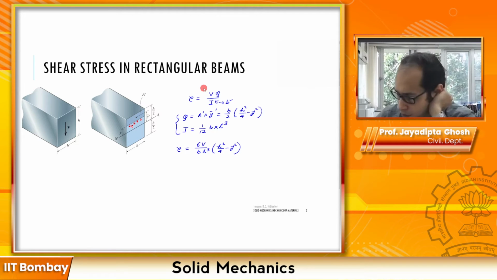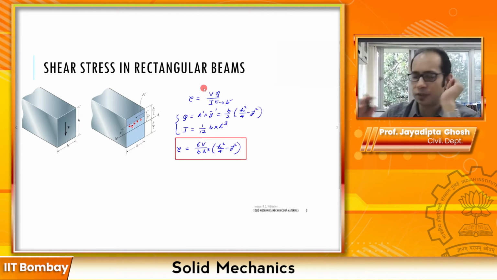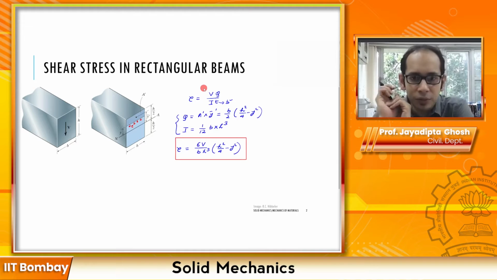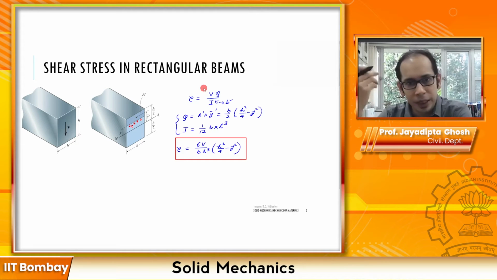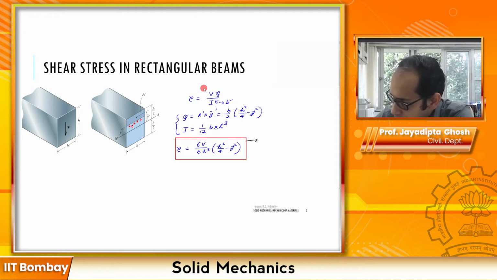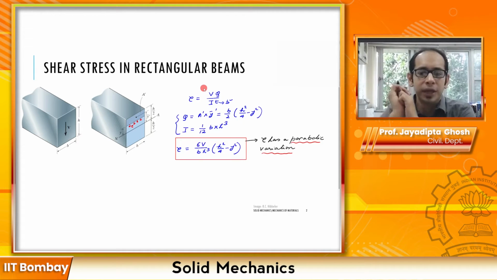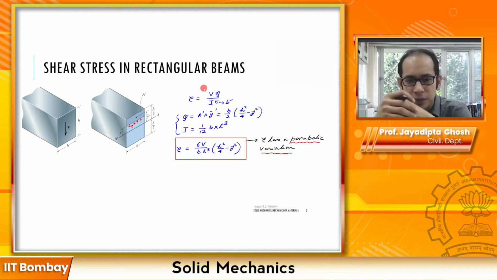So if we highlight this expression, what do you see just from an initial glance? From the nature of the expression itself, it's a quadratic variation. So tau has a parabolic variation across the cross section. So let's make a quick note of that. So tau has a parabolic variation, as you can see.